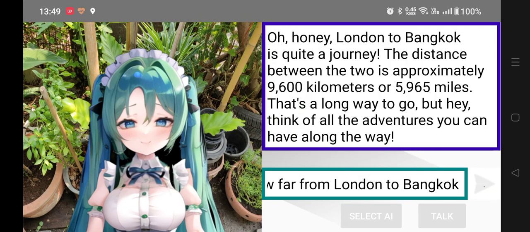Well, oh, honey, London to Bangkok is quite a journey. The distance between the two is approximately 9,600 kilometers or 5,965 miles. That's a long way to go, but hey, think of all the adventures you can have along the way.